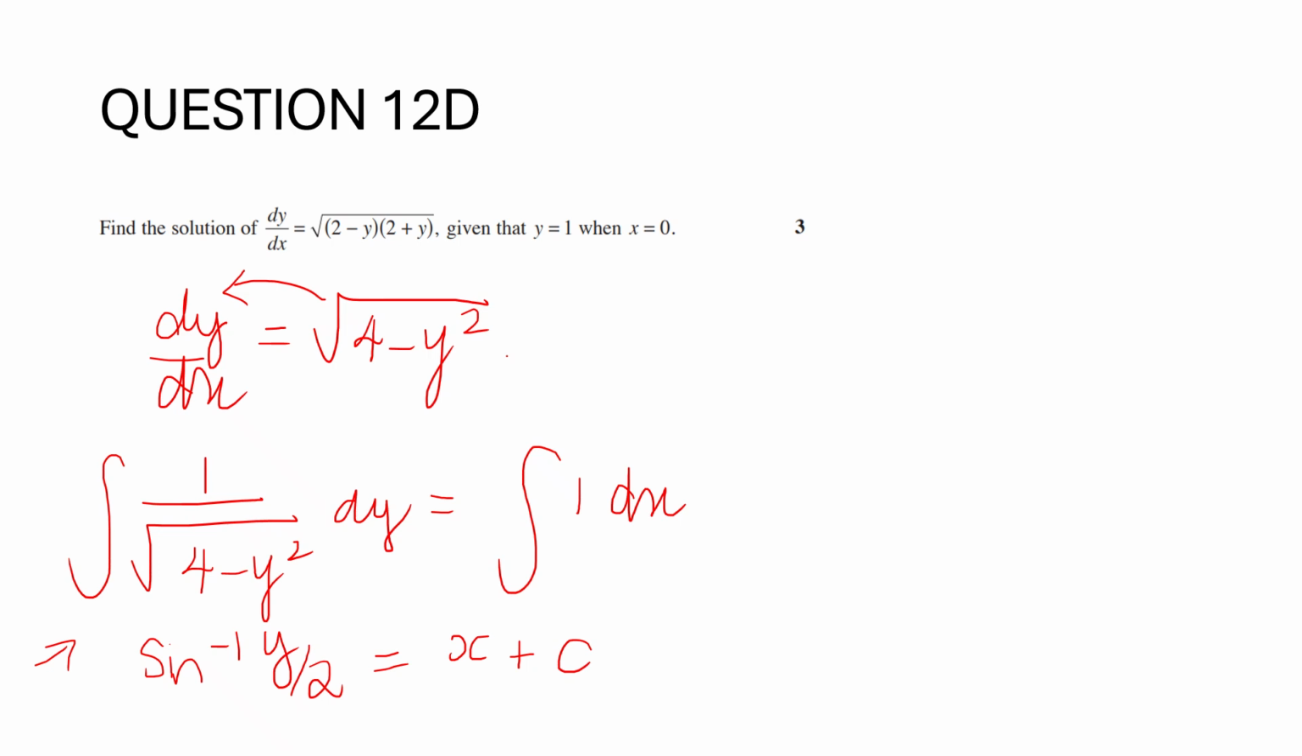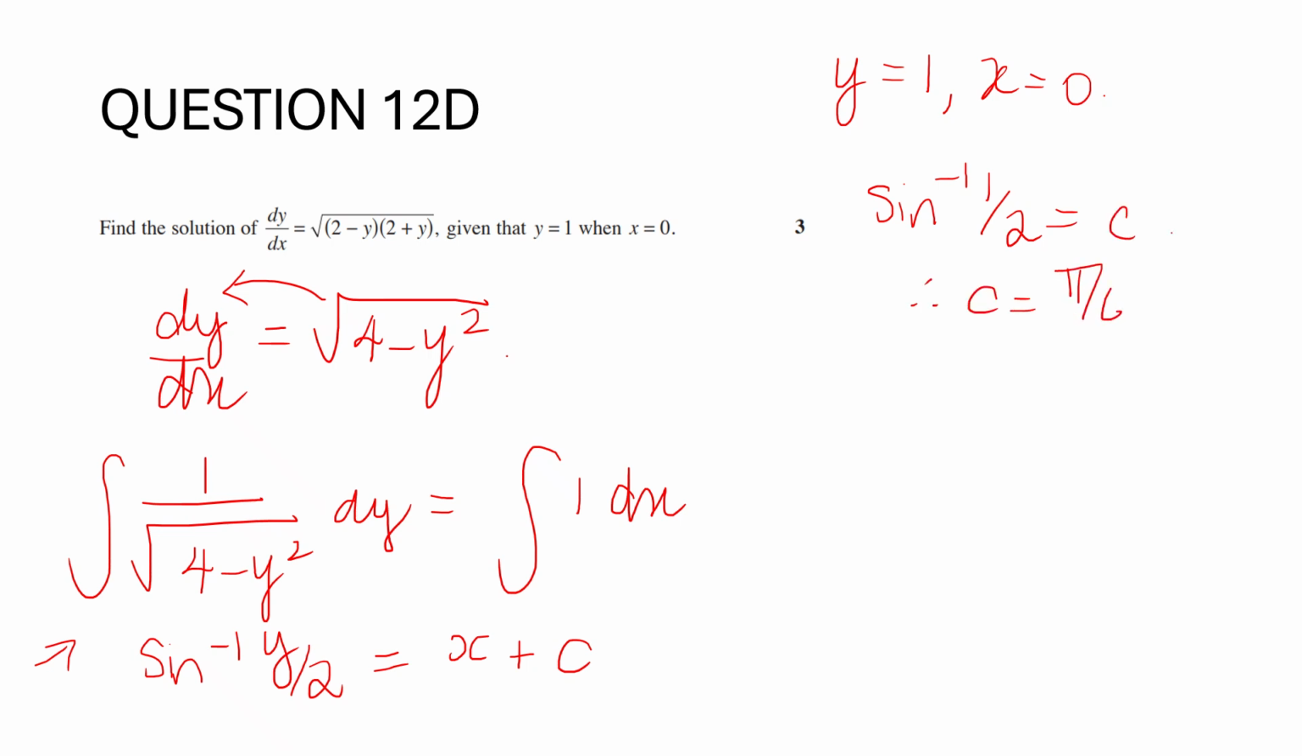Now we happen to know that when y is equal to 1, x is equal to 0. So let's resolve the constant. We've got inverse sine of a half is equal to 0 plus c. Therefore, c is equal to pi on 6. So we've got inverse sine of y on 2 is equal to x plus pi on 6.